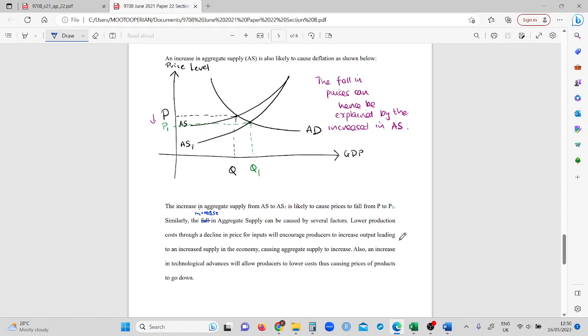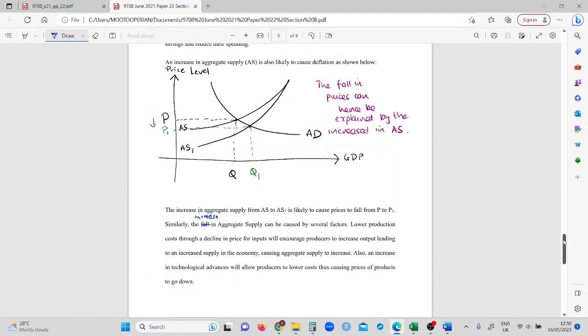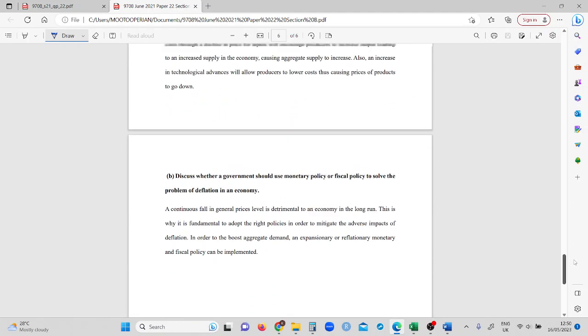Also, when you have more technological and sophisticated machineries, an increase in technological advances will allow producers to lower costs, thus causing prices to go down. So these are the two possible reasons why aggregate supply can increase, thus causing deflation. Okay? So that was the first part. It was an 8-mark question.